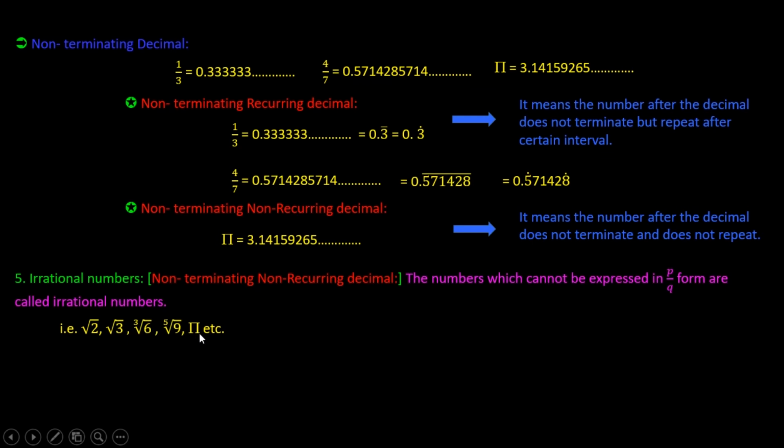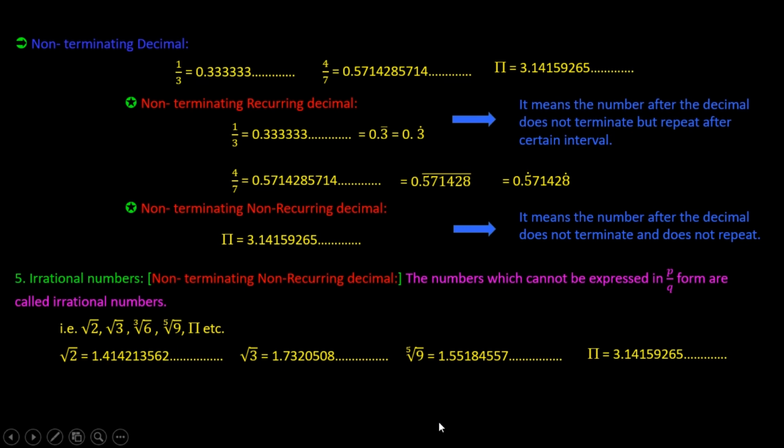We cannot express pi in p by q form. So like root 2, 1.4142, we cannot change the decimal into p by q form, so it is an irrational number. Like root 3 is there, fifth root of 9 is there, pi is there. These are the values of these numbers, but we cannot express them in p by q form, so they are irrational numbers.